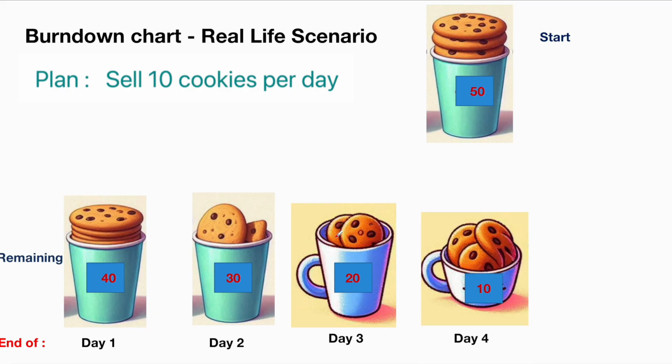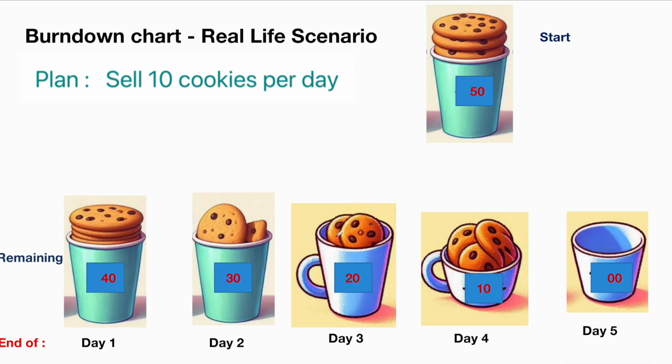At the end of day 3, when you sell 10 more cookies, you will have 20 remaining. End of day 4, you will have 10 remaining. At the end of day 5, there will be 0 cookies, which means you have sold out all the cookies. Here as well, you are tracking the remaining cookies, right? Here we are tracking how many cookies are remaining: 40, 30, 20, 10, and 0. A burn down chart works in a similar way.